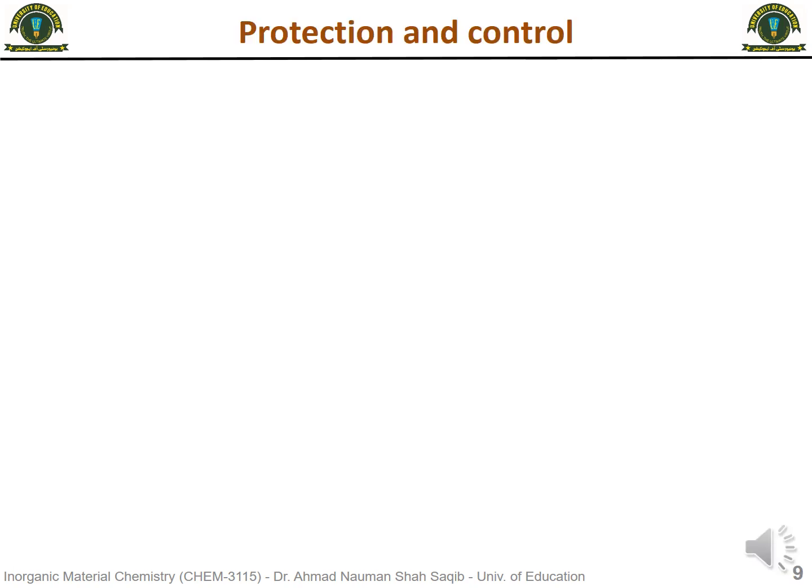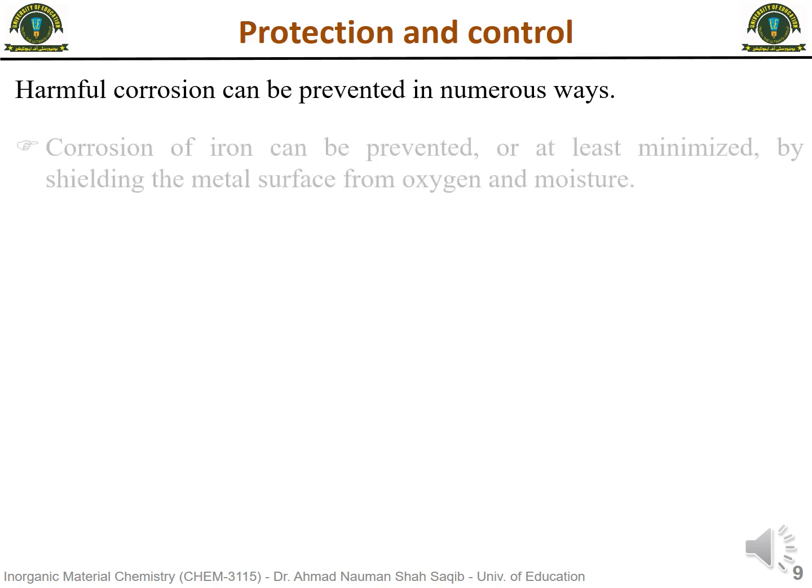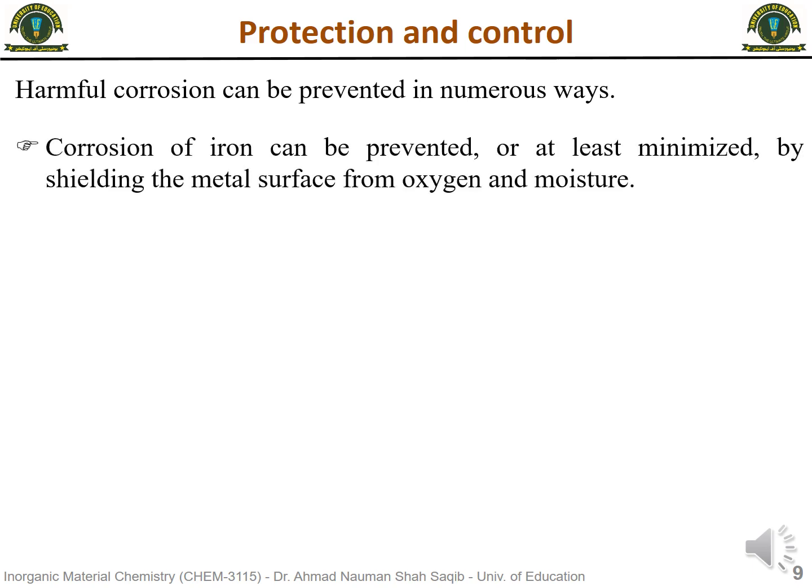So how can we protect the metal surface and prevent the corrosion? It can be carried out in many ways, and there are different methods to prevent or control the corrosion process. So the main requirement for preventing corrosion is that we protect the surface of a metal or iron or whatever the metal is, so that it cannot interact with the oxygen and the moisture from the atmosphere. So we have to shield the surface of the metal.